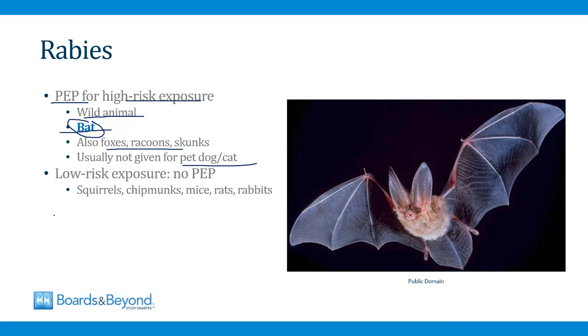And then there are some wild animals that are considered low risk for transmission of rabies. Bites or scratches from these animals do not require post-exposure prophylaxis. Some of these animals are squirrels, chipmunks, mice, rats, and rabbits. And that concludes our module on common emergencies.